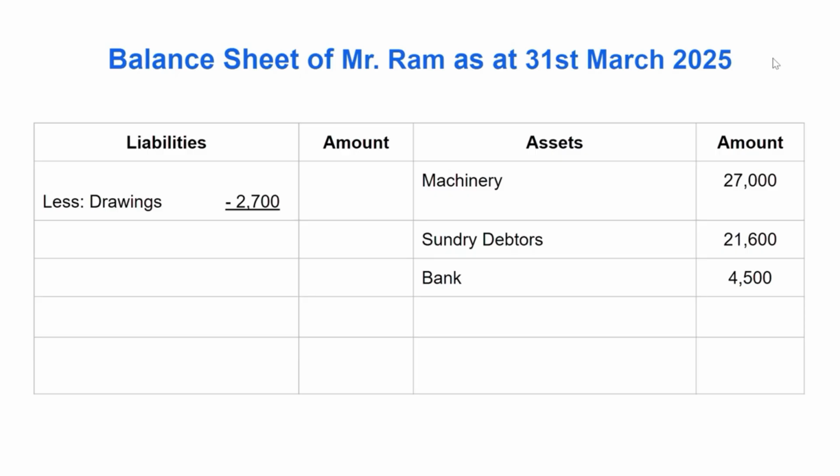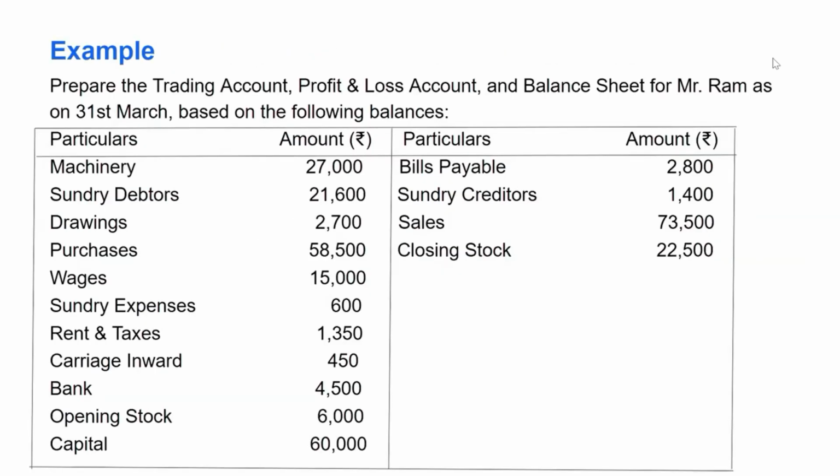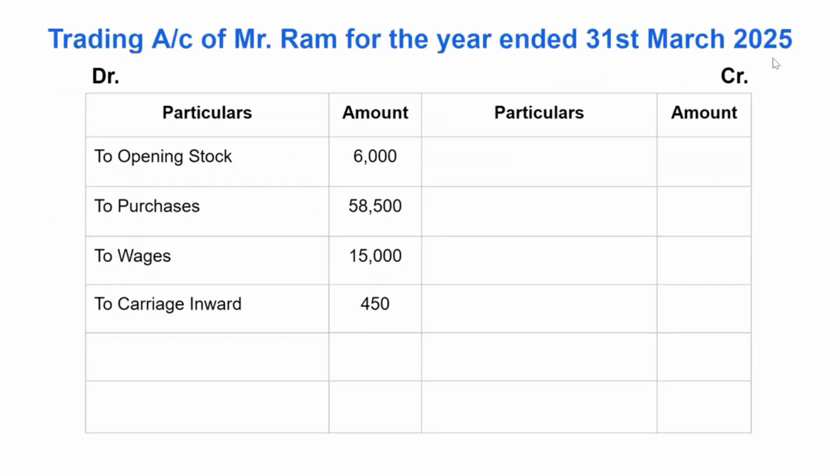Let's see next one. Opening stock 6,000. Opening stock, remember we record it in trading account, that is the first entry, opening stock on the debit side. So opening stock 6,000. Let's see how we'll record it. Trading account on the debit side, first entry is to opening stock 6,000.